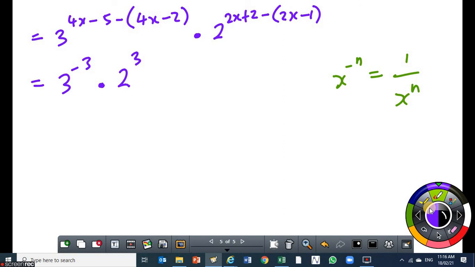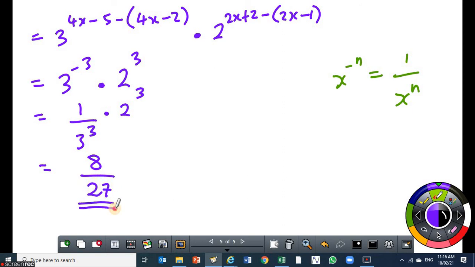Then from here, you can write this 3 to the power of minus 3 as 1 over 3 cubed times 2 to the power of 3. Don't forget that the dot means multiplication. So, what is 2 to the power of 3? It's 8. 8 times 1 gives you 8, all over 3 to the power of 3, that's 27. That's the final answer.